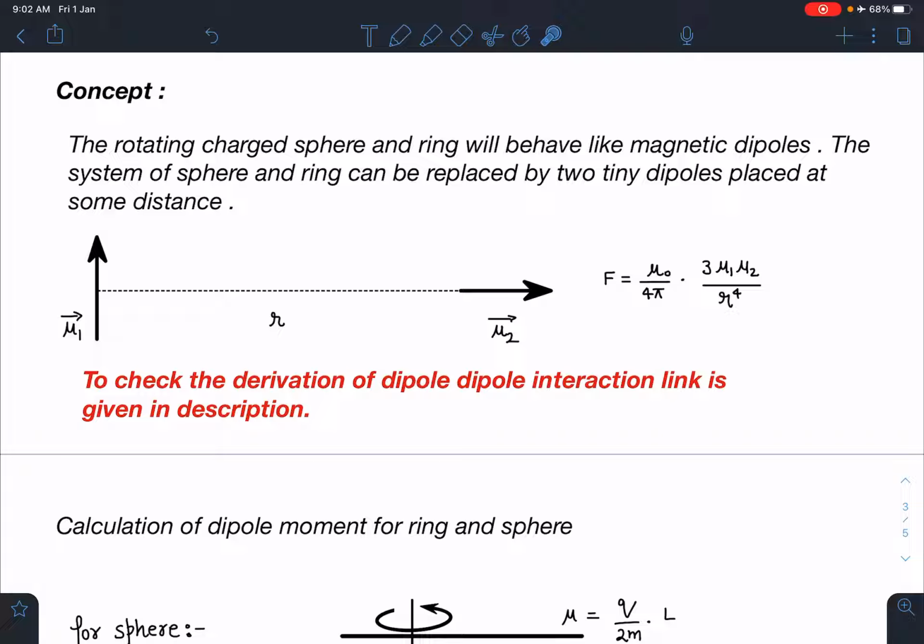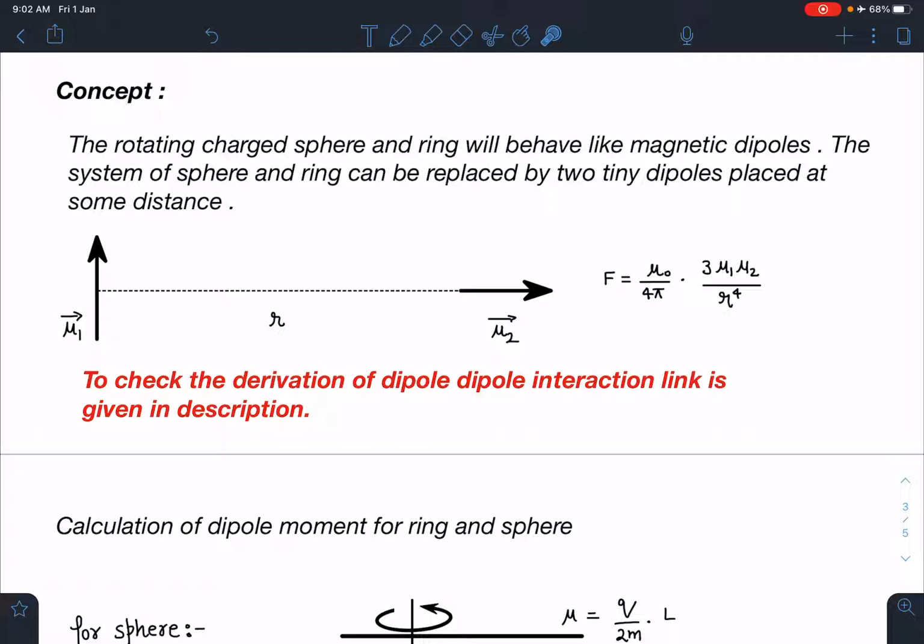The rotating charged sphere and the ring will behave like magnetic dipoles, and the system of sphere and ring can be replaced by two tiny dipoles placed at some distance r. In the problem, this r is actually L, and these are the dipoles which we are replacing. The sphere is replaced with this dipole mu1, and the ring is replaced with this dipole mu2. The reason being, the sphere was rotating about the y-axis, and this ring was rotating about the x-axis.